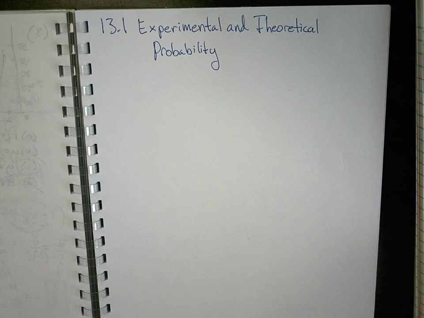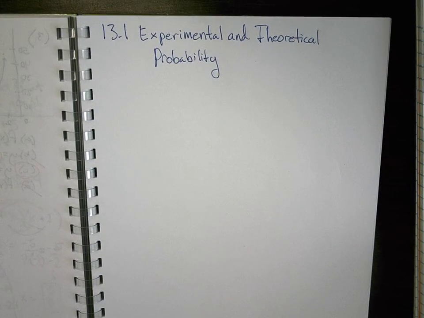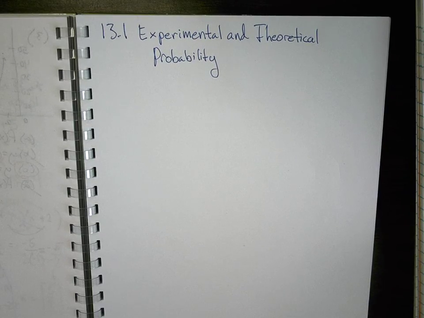Today we'll be doing 13.1 experimental and theoretical probability. So this unit is on probability. I don't know if you've had exposure to probability before or like doing basic probability. Basically, probability is just the likelihood or the measure of the likelihood that an event will happen.